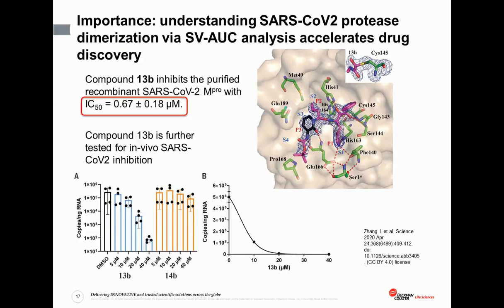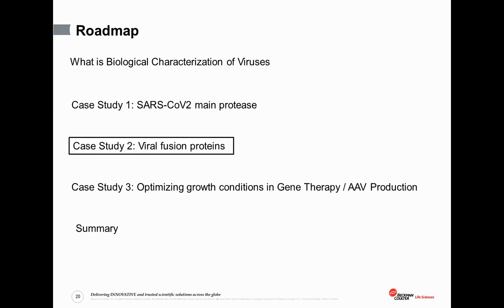an actual inhibitor. So this case study, in summary, really tells you that analytical ultracentrifugation is an extremely powerful tool which can be used for characterizing components of viruses, and specifically, it can be used for addressing questions which are related to the discovery of novel drugs against these viruses. So, with that being said, let's move on to the second case study.